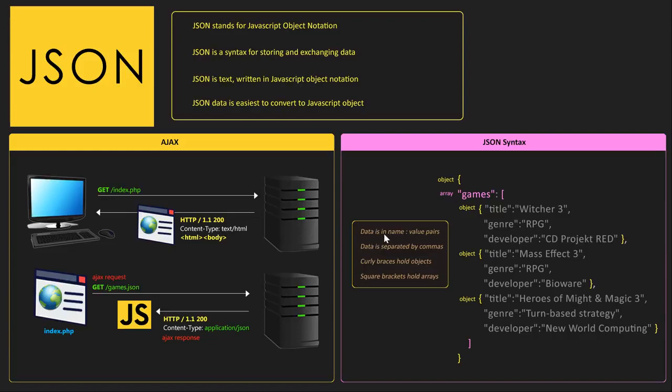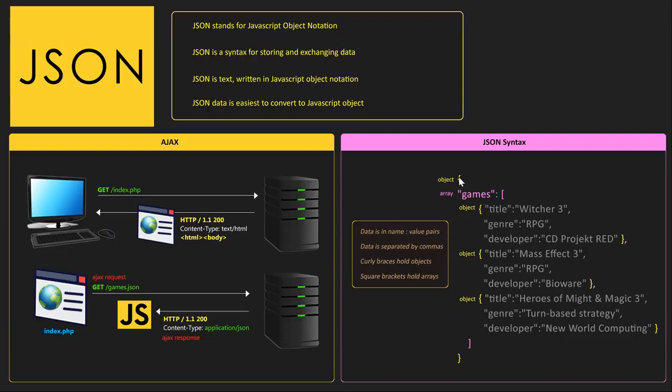So you can see that the data is in name, colon, value pairs. So the name is a title, then a colon, and then you have a value, which are 3. The data is separated by commas, so you can see that all the name value pairs are separated by commas, all the objects separated by commas. And the curly braces hold objects. So I've highlighted all the objects that have curly braces in yellow.